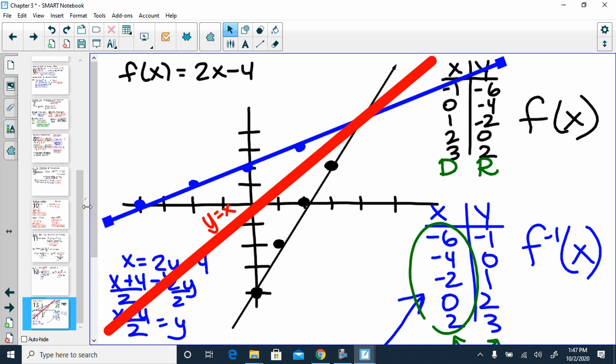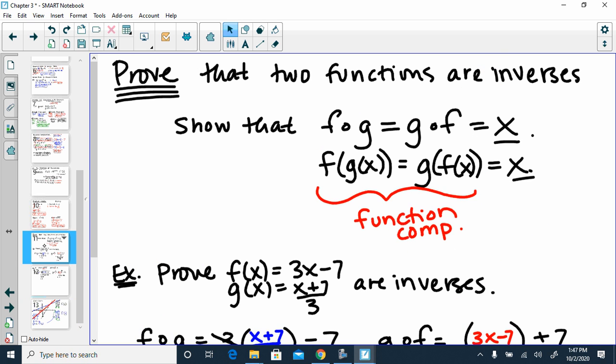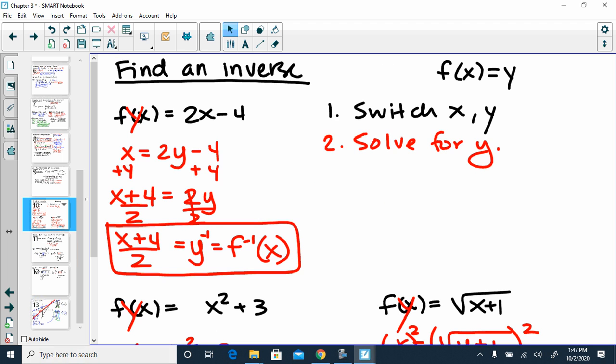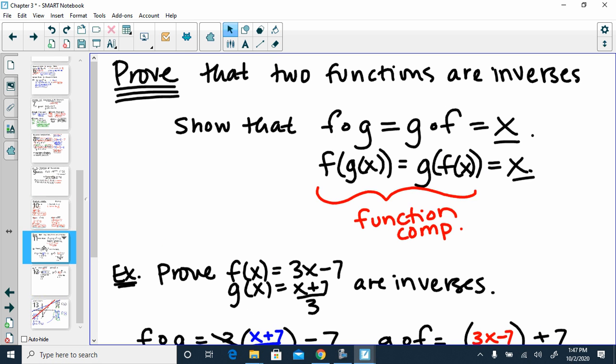So you could actually do that to see if two functions are indeed inverses of each other. But that is really it. The main thing you guys will have to be able to do is find an inverse, and you have to be able to prove that two functions are inverses.